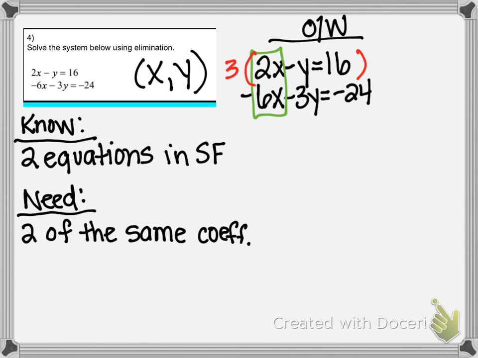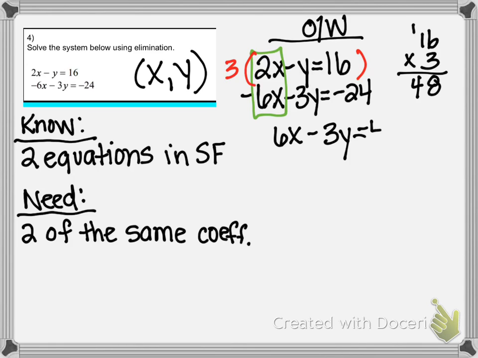So then actually for this one, I'm going to wind up adding the pieces because one will be positive and one will be negative. So this is going to be 6x minus 3y. And then I have 16 times 3. So that's going to be 18. Carry my 1. So that's going to be 48. And then I'm going to bring down negative 6x minus 3y equals negative 24.